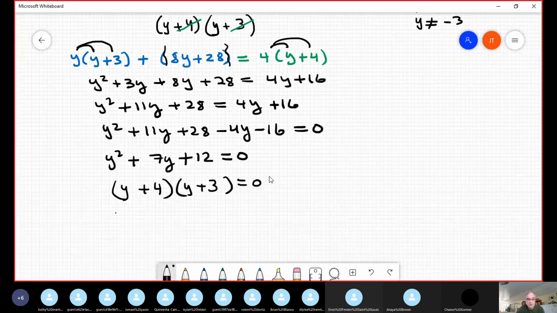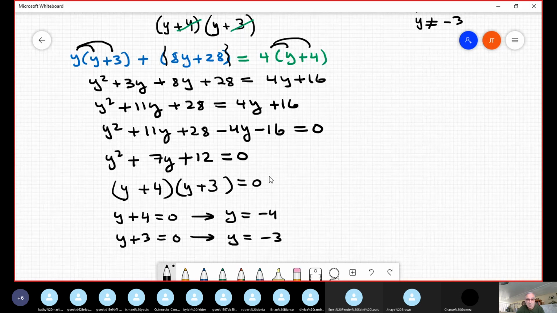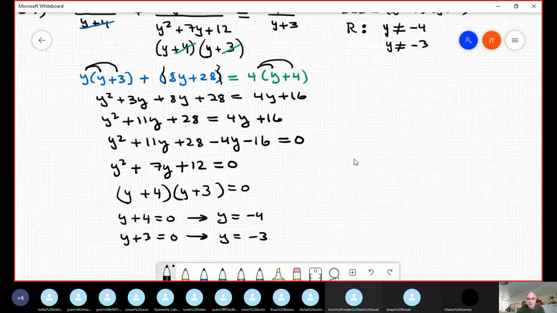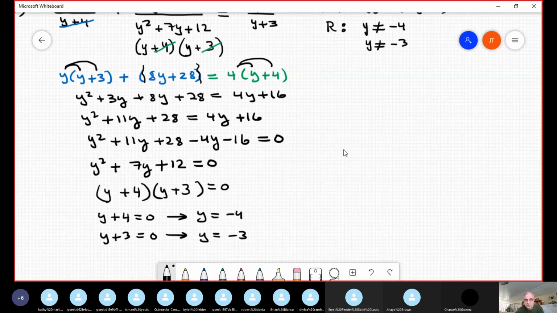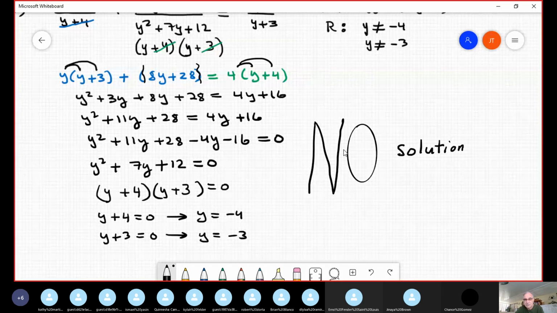Therefore, I separate this into linear equations. One solution is -4, and another solution is -3. -3 is the same as the restriction. It is the same. Therefore, what is the answer of this problem then? There is no solution. Yeah, no solution. Okay.